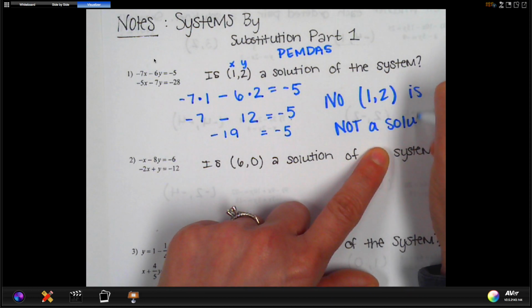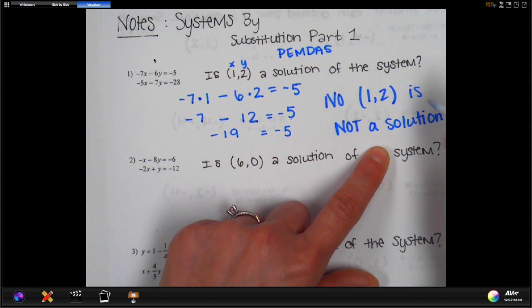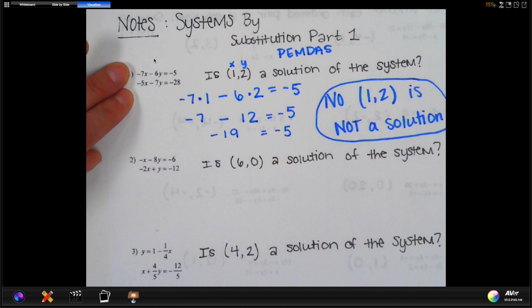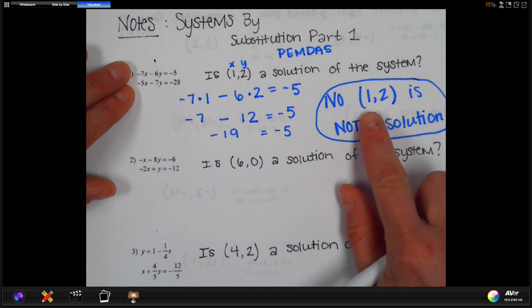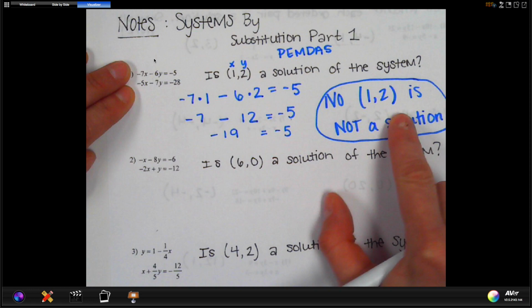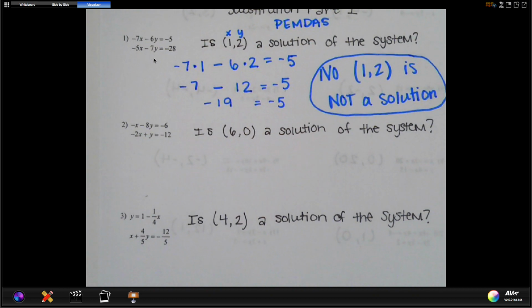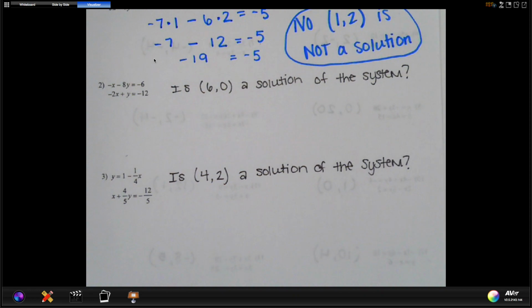So remember, what that means is that if you were to graph these two lines on a graph, they would not cross at (1, 2). They might cross somewhere else, but that is not going to be the location that they cross at. Okay, number 2, let's try again so that we can get this down pat.